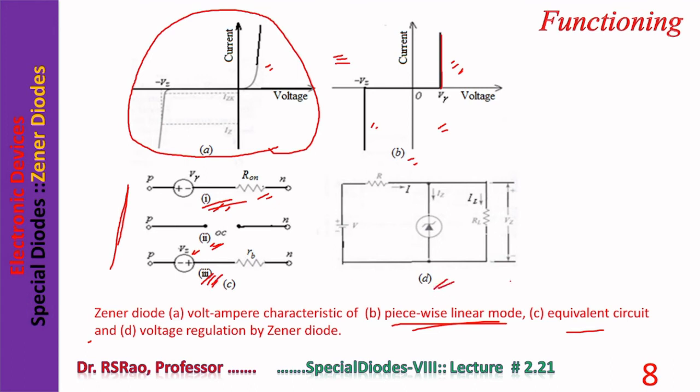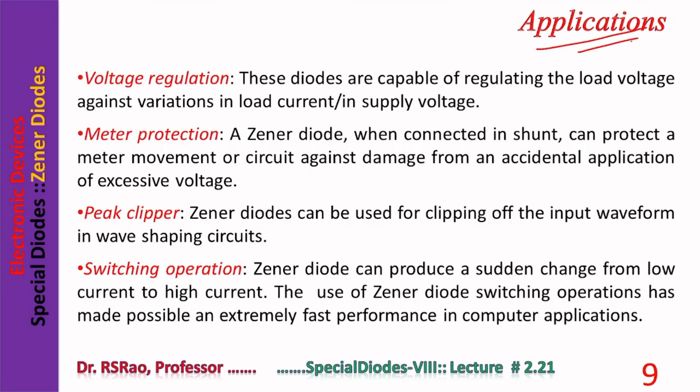From D, one can find the functioning of the Zener diode as a regulator, which is already explained. Several applications are there. Here we mention one after another. The main use of Zener diodes is voltage regulation. These diodes are capable of regulating the load voltage against variations in load current or in supply voltage.